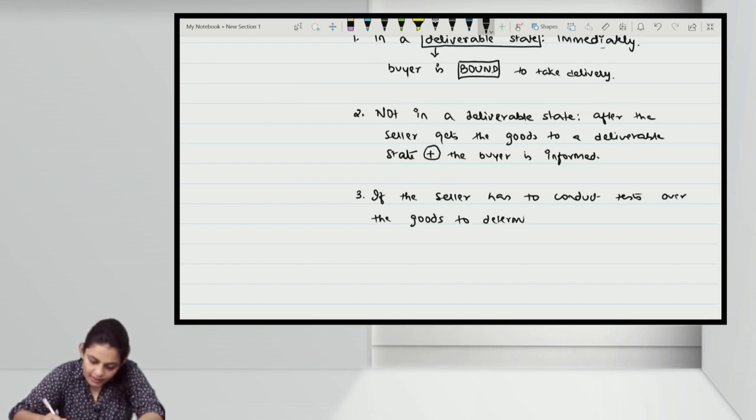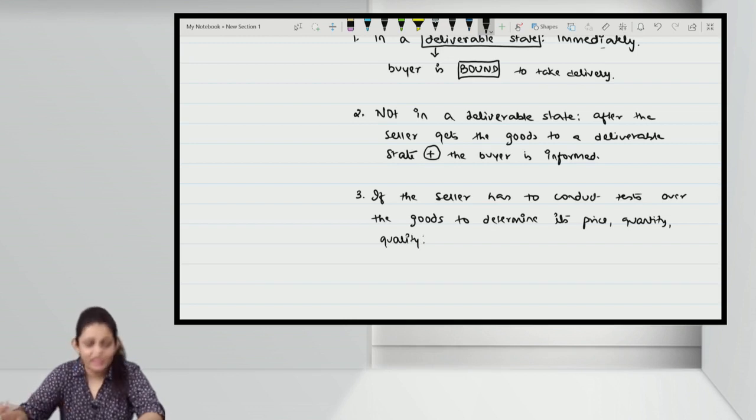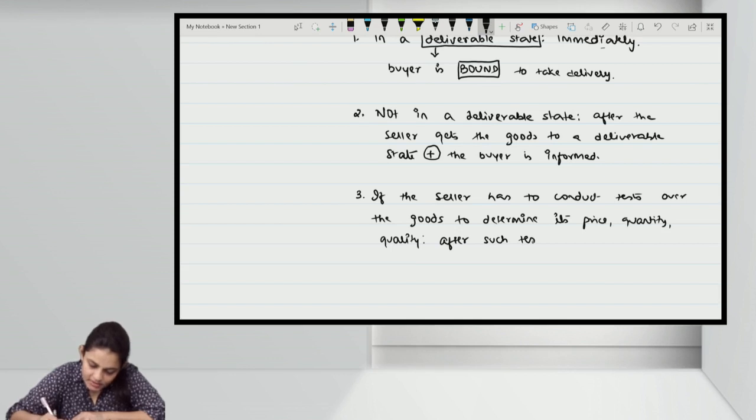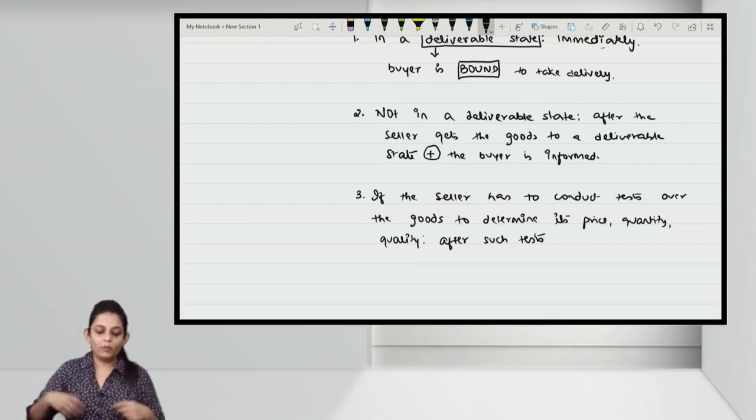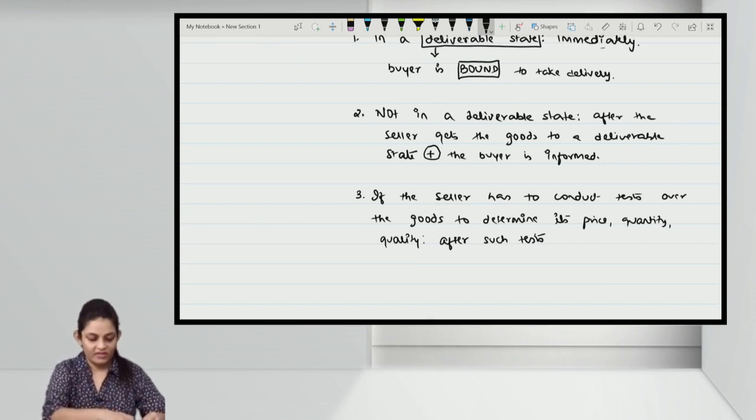To determine its price, quantity, quality, anything. For any reason he wants to conduct a test over the goods. He is the seller. He has a right to conduct tests. When will the ownership be transferred? After such tests. Now, I am going to give you a few examples for the previous case also.